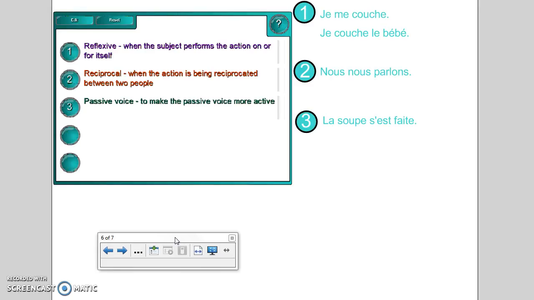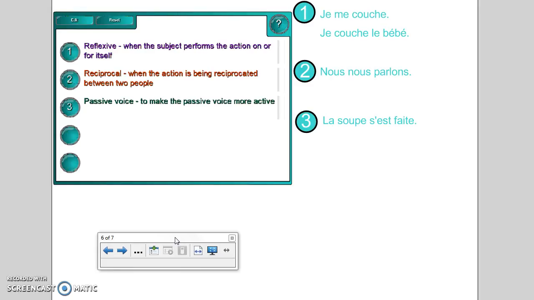But another use for reflexive verbs is to express that the action is reciprocal. So when the action is being reciprocated between two people. If you look to the right for number 2, we see nous nous parlons. It's not that we are each talking to ourselves, but rather that we are talking to each other.